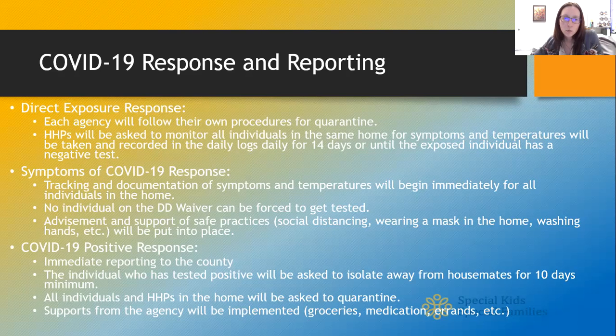All individuals and host home providers in the home will be asked to quarantine, which just means staying home, not going out into the community. We don't want to risk spreading the COVID-19. Supports from the agency will be implemented. This means groceries, medications, errands, etc. We have an all hands on deck approach here at residential as far as any of the individuals or their support or in-home supports testing positive, whatever you all need, we are here. But you have to understand that the needs need to be communicated with us clearly so that we know how to respond and support.